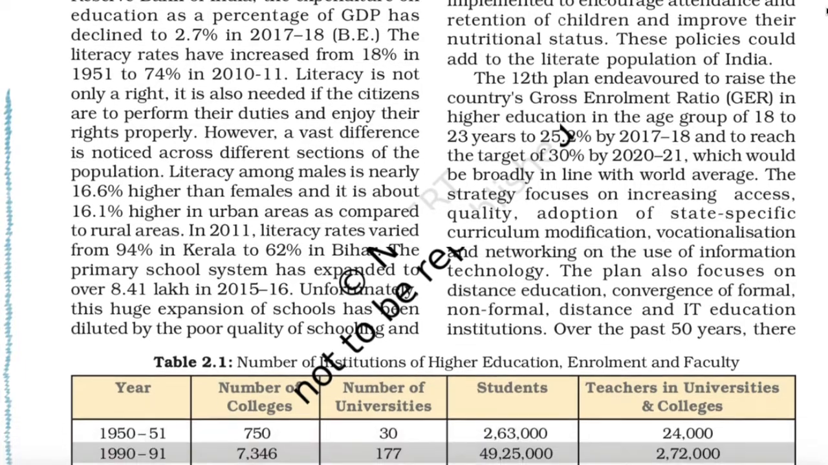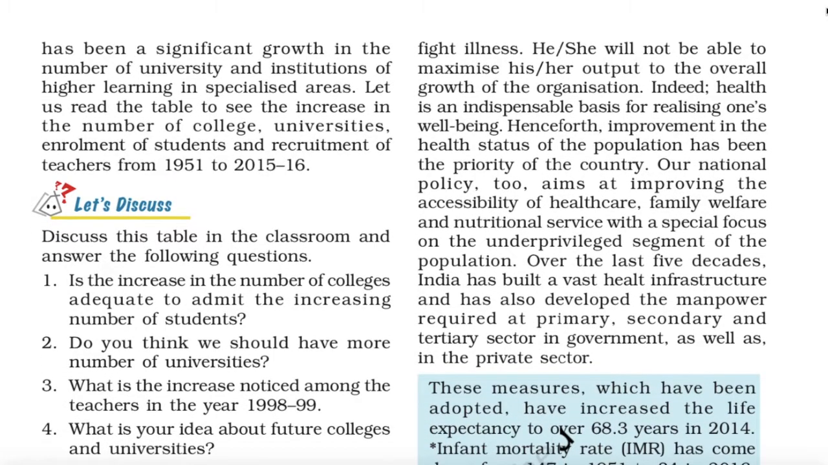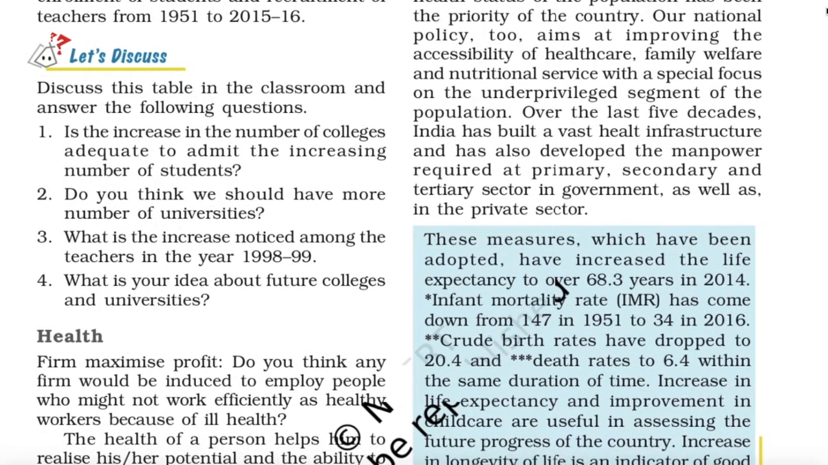Over the past 50 years, there has been a significant growth in the number of universities and institutions of higher learning in specialized areas. Let us read the table to see the increase in the number of colleges, universities, enrollment of students and recruitment of teachers from 1951 to 2015-16. Let's discuss. Discuss this table in the classroom and answer the following questions. Is the increase in the number of colleges adequate to admit the increasing number of students?